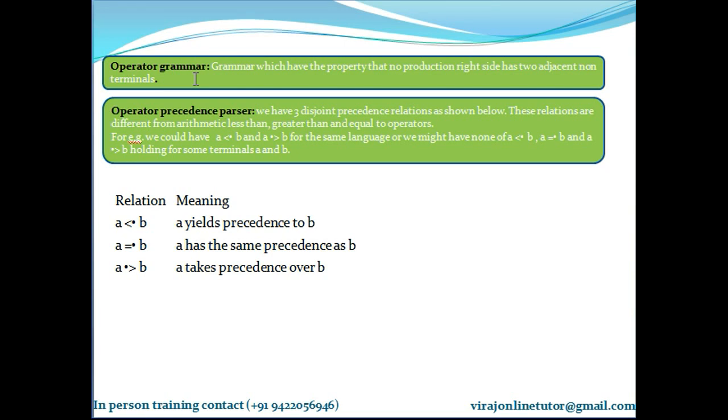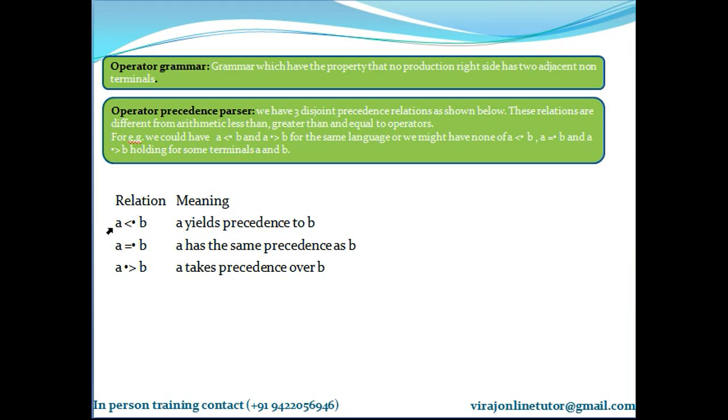Clear? An operator precedence parser is one which has three disjoint precedence relationships, as I have shown here: less than, equal to, greater than. These are the three different precedence relationships that are possible in an operator precedence parser. But please remember that this less than operator is not the same as the less than relational operator.